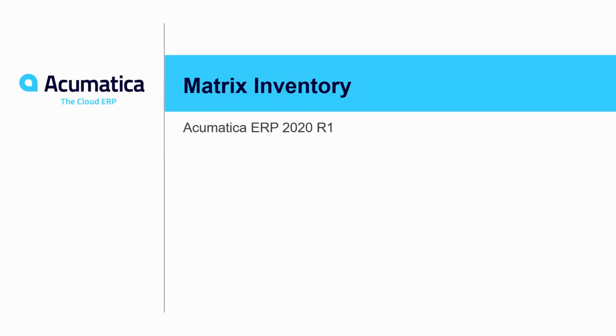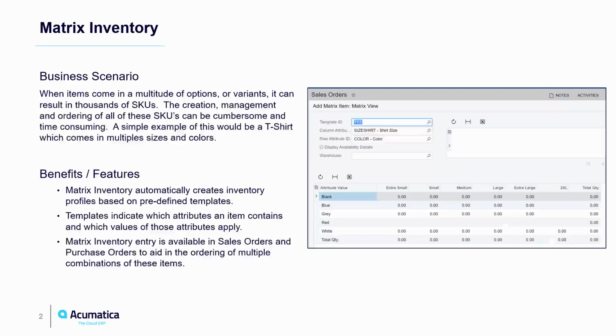Acumatica ERP, Matrix Inventory. Certain items are available in multitudes of options or variants, which could translate into thousands of individual SKUs. Each SKU must be tracked independently for things such as sales history, warehousing, and profitability, but they all refer back to the same basic item.